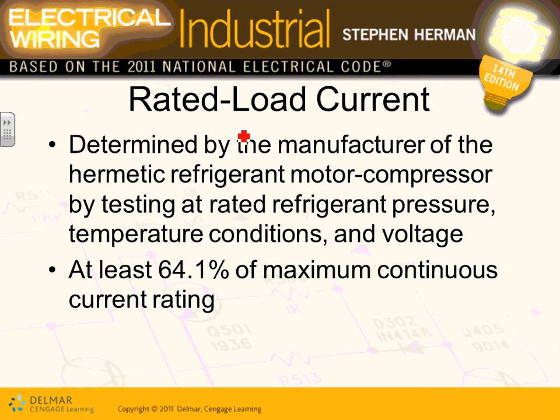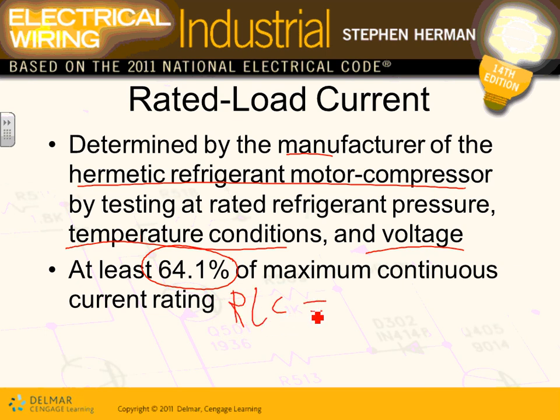So again, it's determined by the manufacturer for the hermetically sealed, hermetic refrigerant water cooling. By test, they get it by testing them under the temperature condition and at the right voltage. So that's the full load current of the equipment. Okay, and the number that they come up with is 64% of the maximum continuous current. So rated load current equals 64.1% of maximum continuous current.